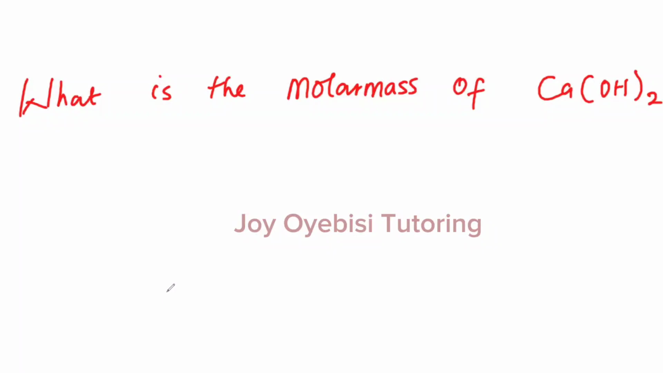What is the molar mass of calcium hydroxide? The first thing you want to do is write out all the elements in that compound. We have calcium and there is only one of it.